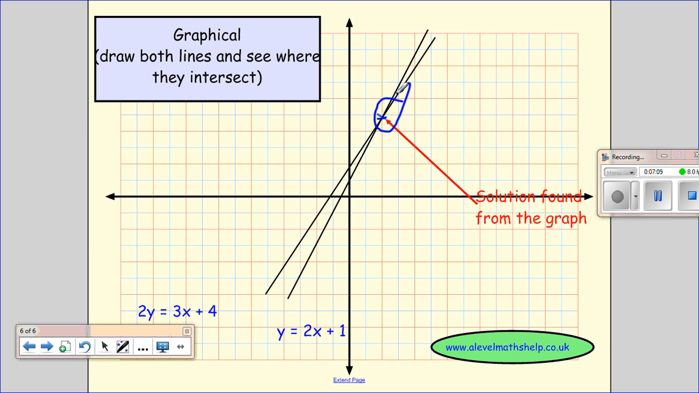And actually it's quite interesting because I've drawn these quite badly. You can see that if you don't draw them well, you're not going to get the really good answer. So the answer here should be 5. And actually, I would say that looks more like there. So it's important if you use a graphical method to draw them more accurately than I have done here.